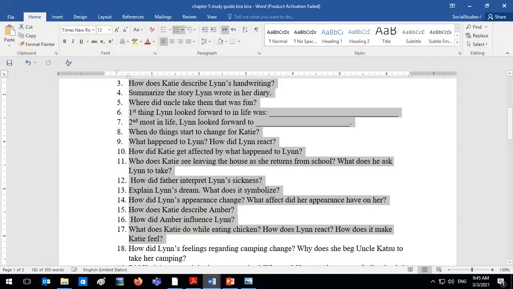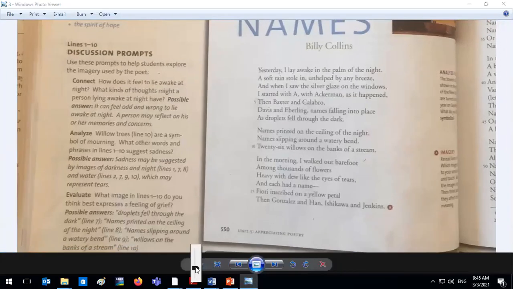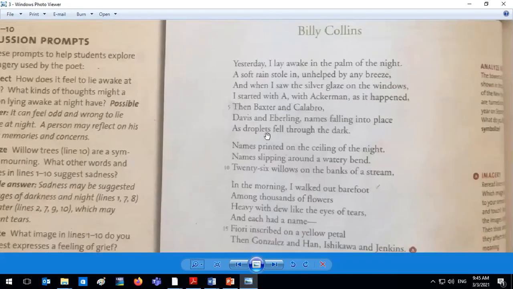So here we can put that in our notes: in stanza number 3, it refers to the senses of touch and sight. He also uses a lot of similes. Where do we see simile? We see it here: names falling into place as droplets fell through the dark.